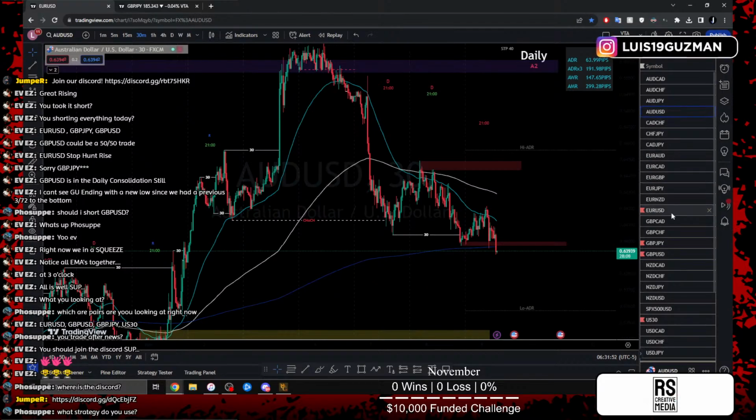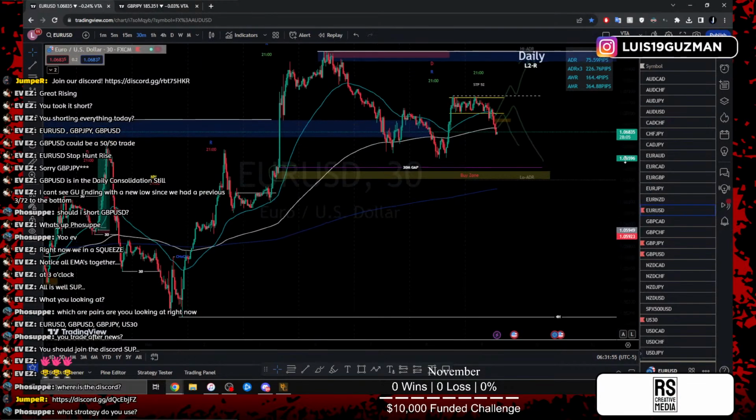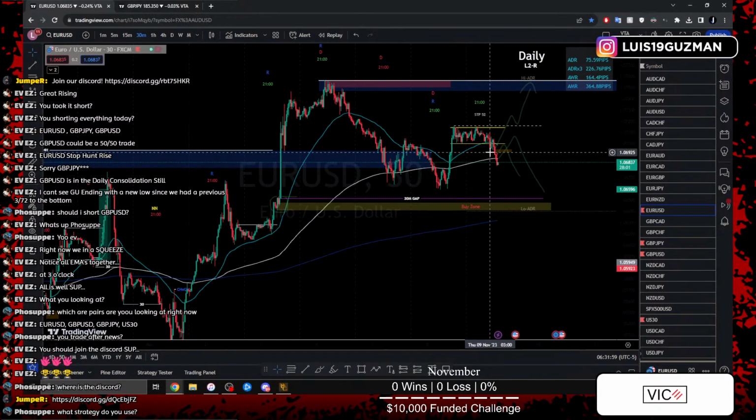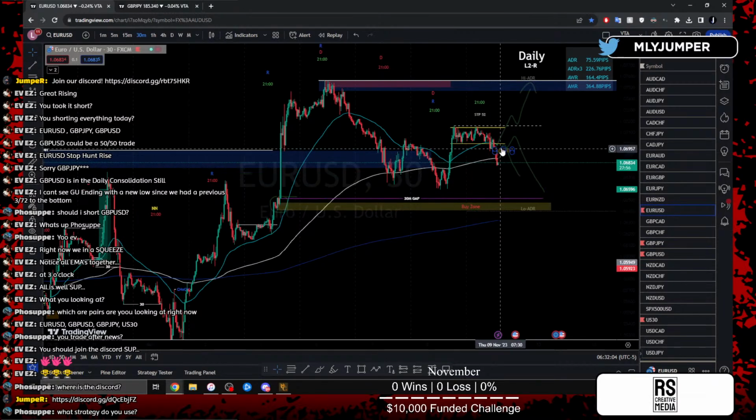Just for now, we'll come back to it during NYC, when that news comes in. Euro USD is still good, right? Technically, I want to see price pull back up, right, to give us an entry up here somewhere to then go down.